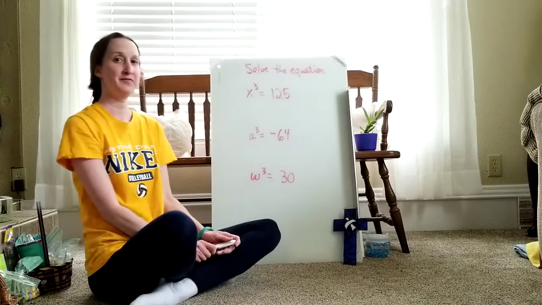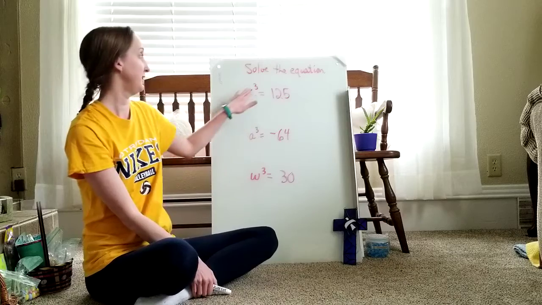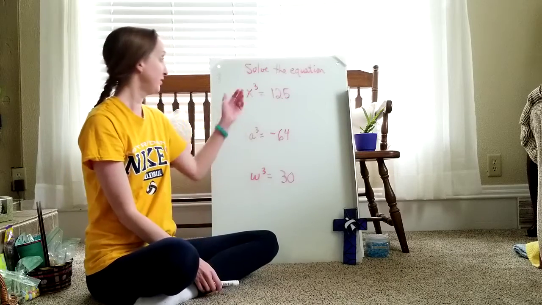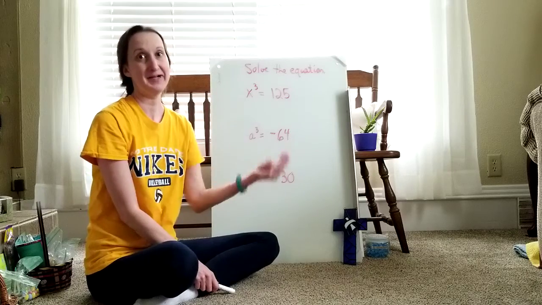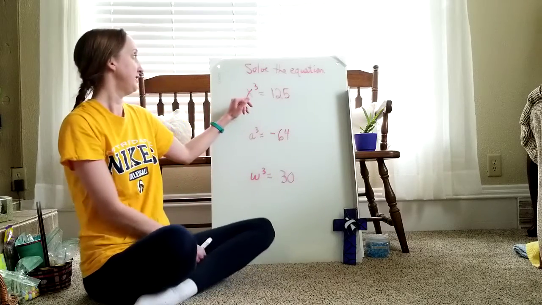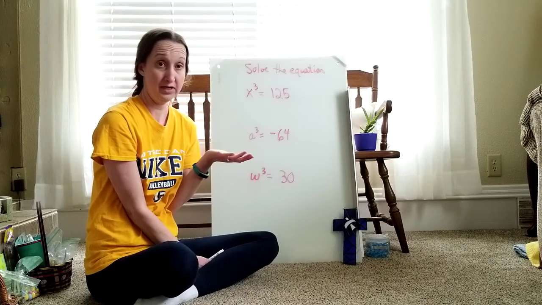We're going to solve some equations involving cubes. Remember, a cube is the exponent of 3. And to cube something, that means we're going to take the number times itself again. So we need to do that and end up with 125. You can do trial and error.